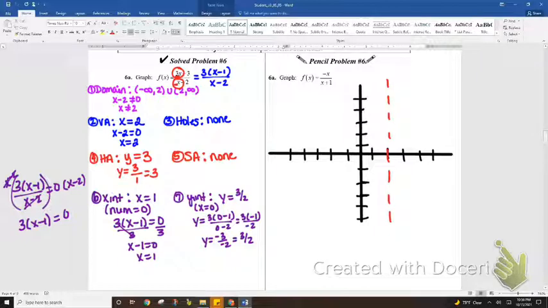We don't have any holes. If we did, we would just draw open circles at those ordered pairs. We have a horizontal asymptote at y equals 3. No slant asymptote. We have an x-intercept at x equals 1. And we have a y-intercept at 3/2, or 1.5.